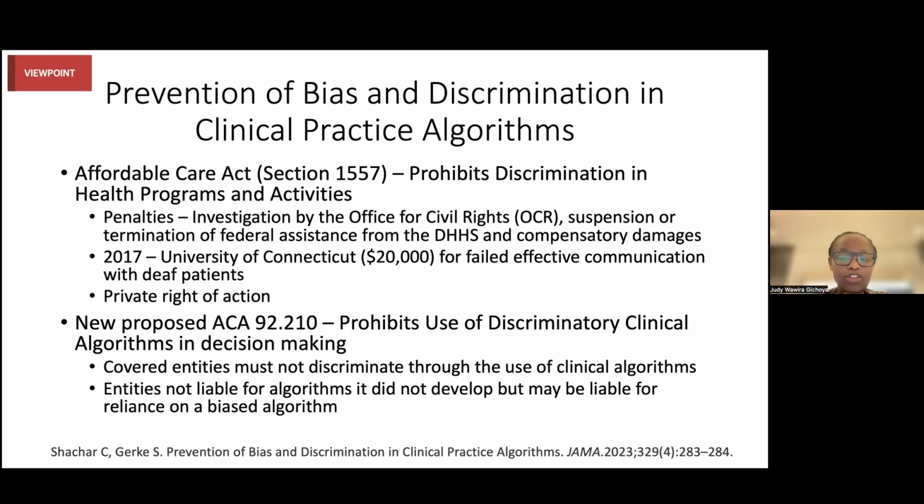But the proposed change says, look, we want to prohibit use of discriminatory clinical algorithms in decision making. This would be applicable to covered entities, but the entity may not be liable. So you can just loosely use this, for example, a hospital. It won't be liable if it did not develop the algorithm, but if it relies on a biased algorithm, then this is a problem. And it doesn't really specify that it has to be an AI algorithm. It just says an algorithm. So for example, if you have a GFR calculator or a pulse oximetry based algorithm where we know that there's quite a difference in the performance, then you could be held liable.